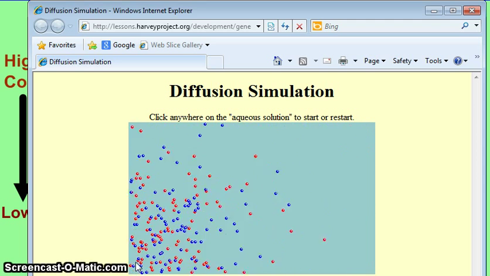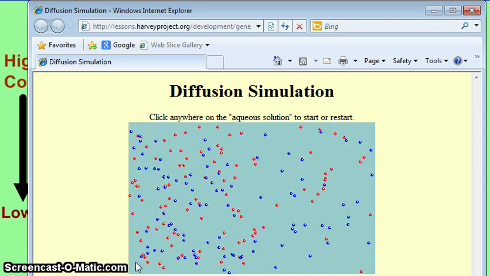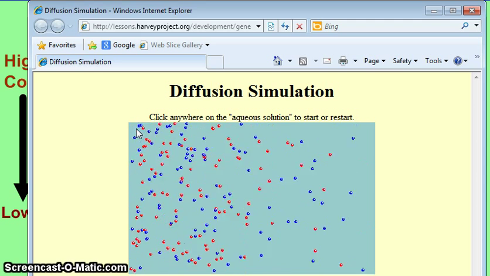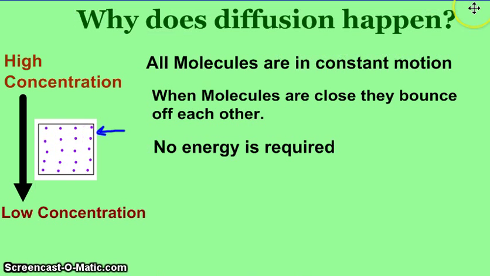But they will always move from that area of high concentration to an area of low concentration because they are more likely to run into each other when they're close together and less likely to run into each other when they're far away. And again, no energy is required for this to happen.